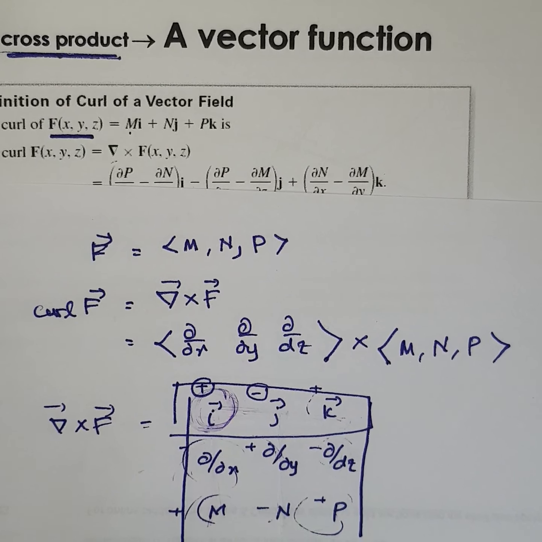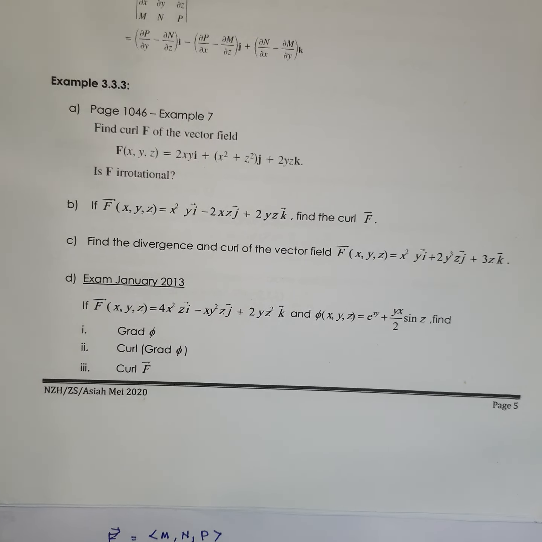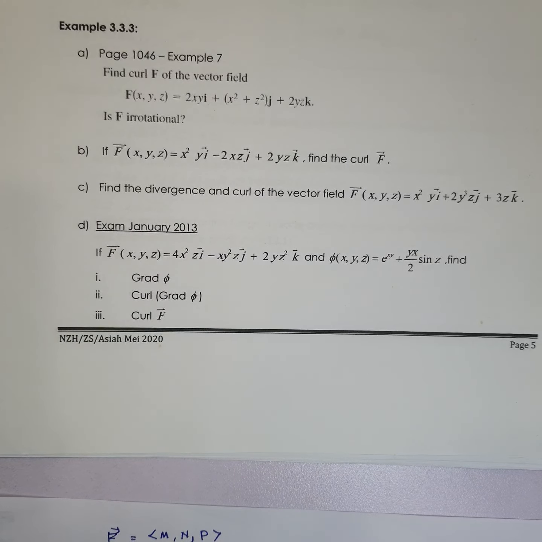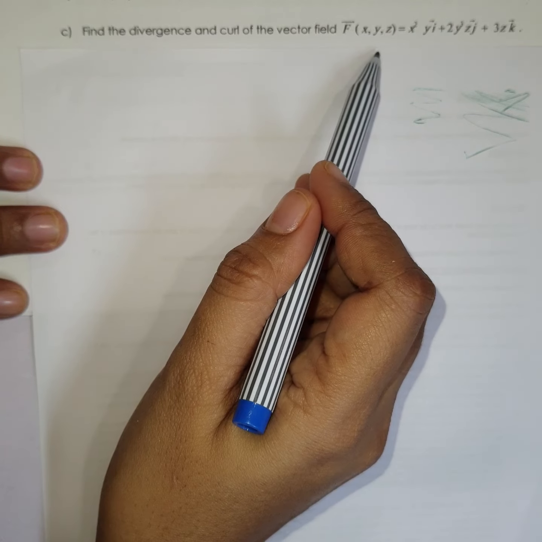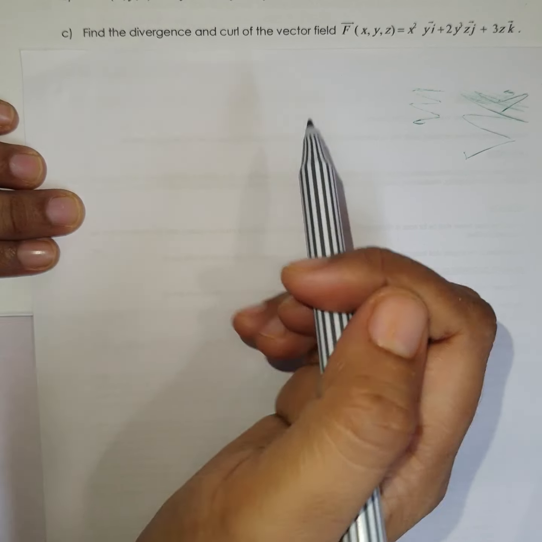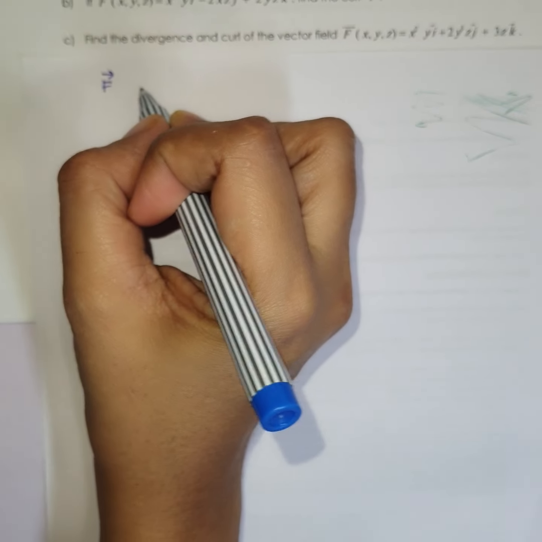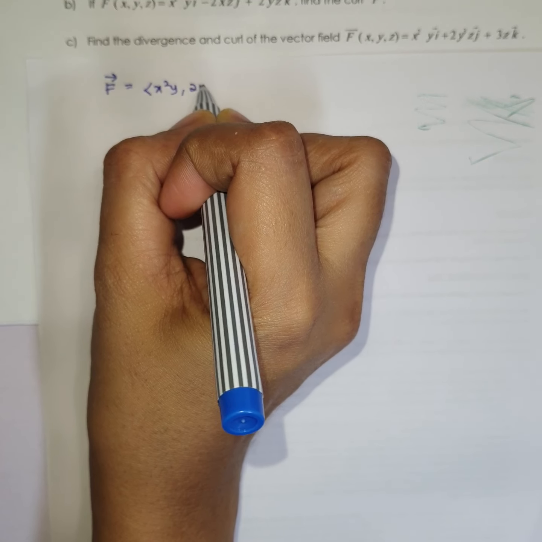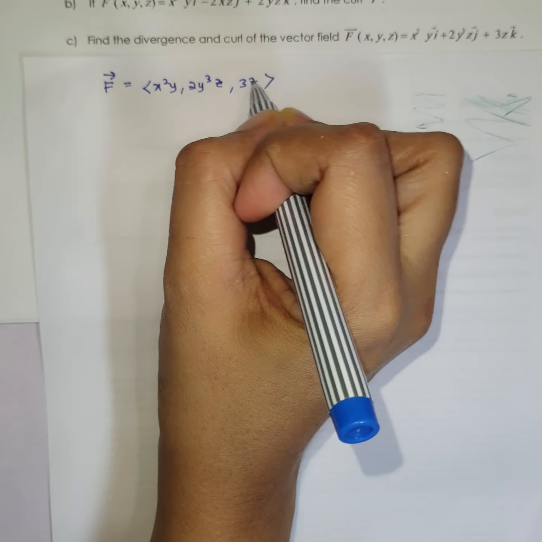Okay, so I'm going with the example now. Okay, dalam example ni ada 1, 2, 3, 4 questions. I akan bincangkan soalan C lah. Alright, I will discuss soalan C now. Okay, soalan C, dia suruh find the divergence and curl of the vector. So in this case, kedua-duanya kita nak, the divergence and the curl. Okay, so we write down our vector first. The vector is x square y, 2y cube z, and 3z. This is a component of I, j, k.